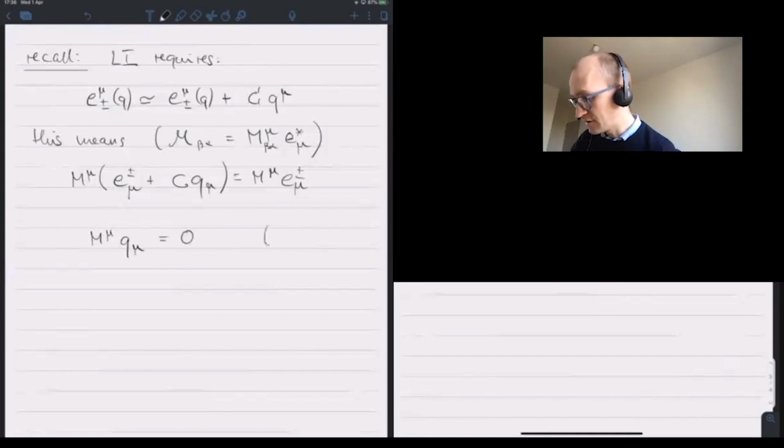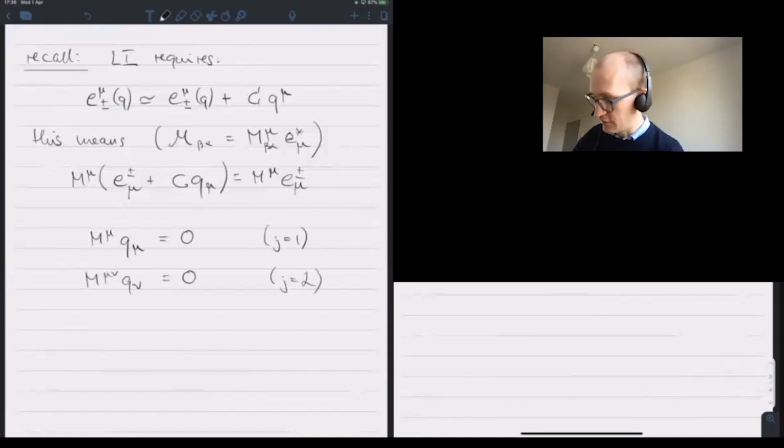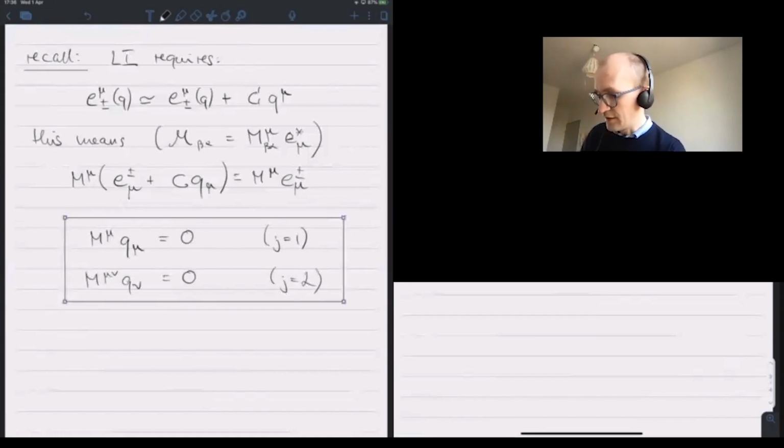Okay, and this is the statement for J equal to 1. For J equal to 2 for the graviton, there is an analogous statement, which is M mu nu into Q nu has to vanish. And I invite you to check for yourselves that this is correct. The argument is just a tiny little bit more involved, but it is essentially the same as the one that you just saw. Okay, so we have to impose these two Ward identities. All right, good.